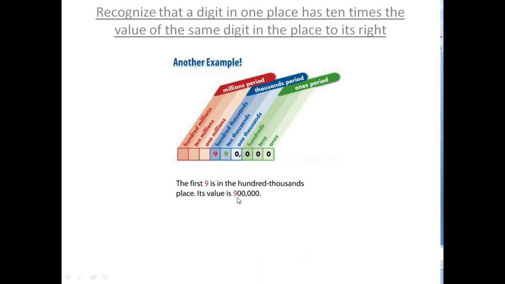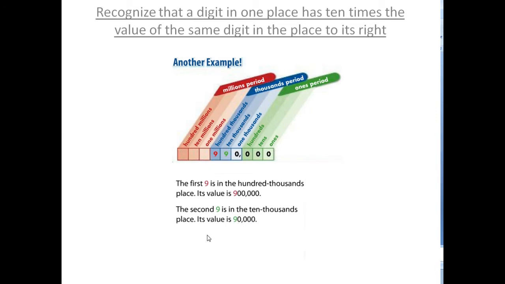Okay. The green 9, this 9, in the 10,000th place, as you see, and as you know, in the 10,000th place there are only 4 zeros, so it will have 4 zeros, 9 and 4 zeros, 90,000. How are they related to each other?